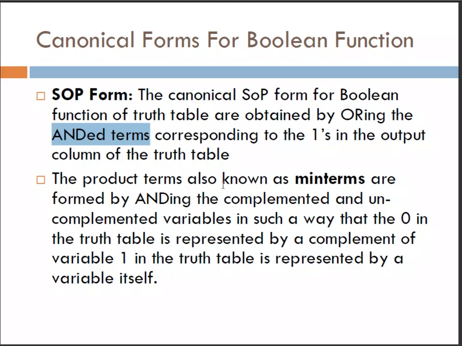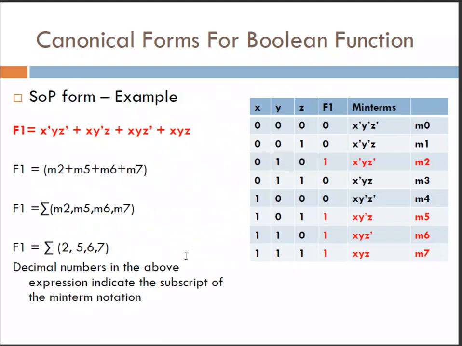The product terms, also known as the minterms, are formed by ANDing the complemented and uncomplemented variables in such a way that the 0 in the truth table is represented by a complement of a variable, and the 1 in the truth table is represented by the variable itself. Let us see in the table.